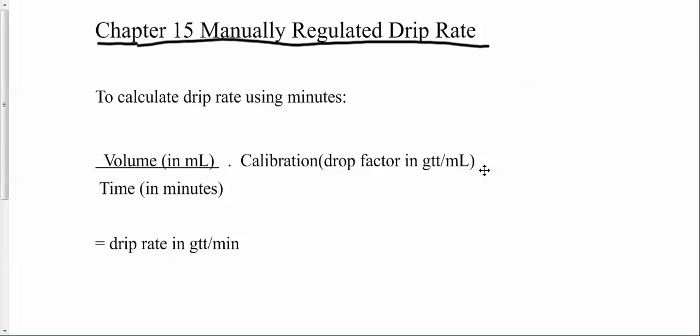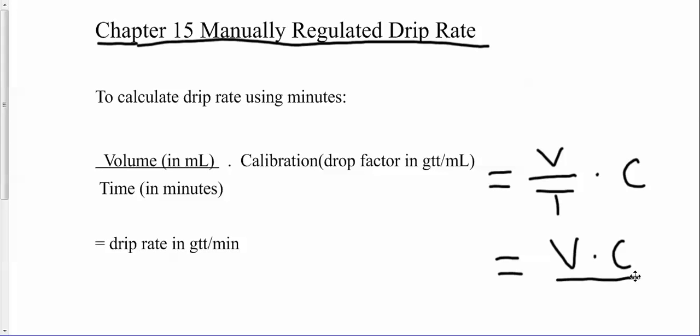So again, that formula, summarized, would be volume divided by time times the calibration. And it's also perfectly fine to take the volume in milliliters and times that by the calibration or drop factor and then divide by time. And your answer will be the drip rate, and the units will be in drops, GTT, per minute. We have a couple examples to look at today.